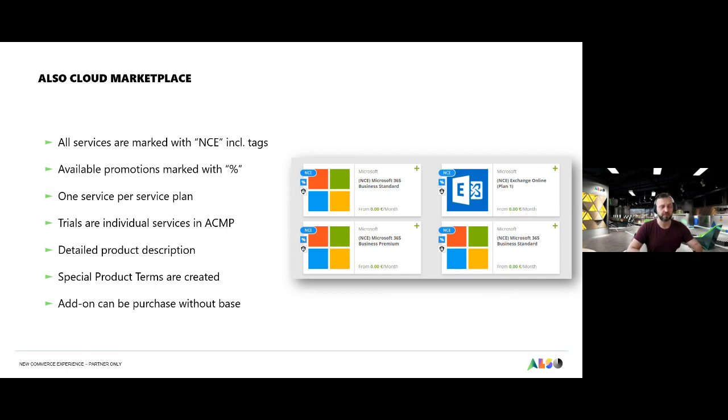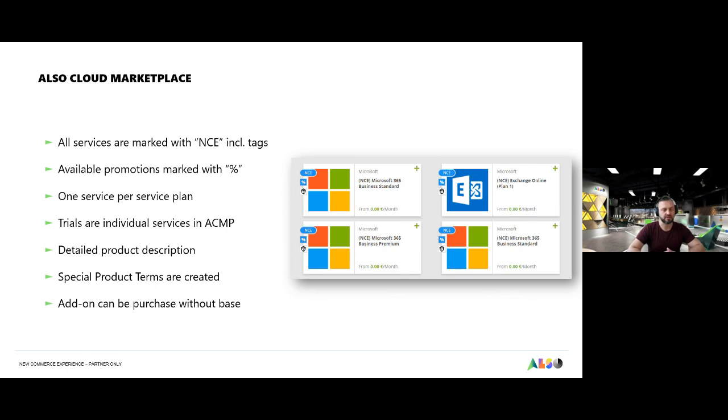But if there is a promotion for a particular SKU, you will see this percentage mark, which says that there is a promotion for the SKU. You can filter by the tag NCE, or you can search by NCE in the name. We have the name for new commerce seat-based offers starting with NCE. That's super helpful when you see that in the admin center on the customer side. It also will show NCE in the name, so you can determine which of the customer subscriptions are NCE.